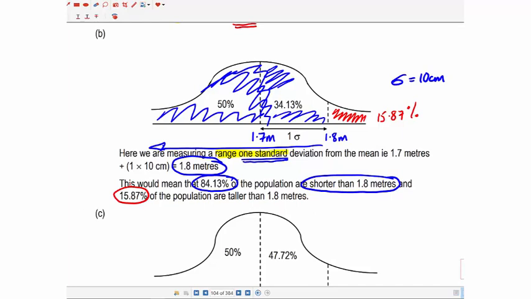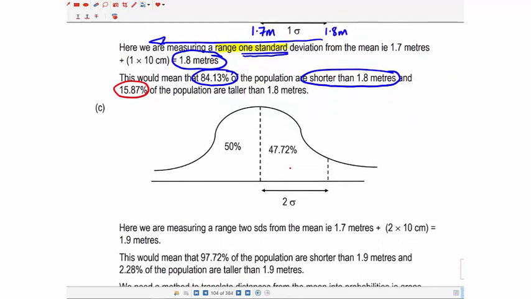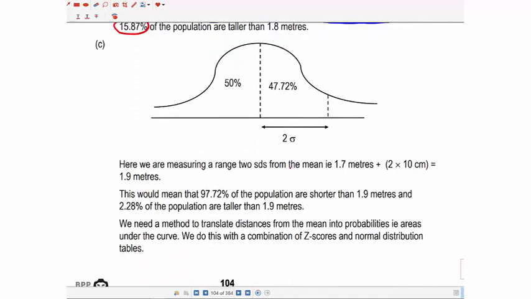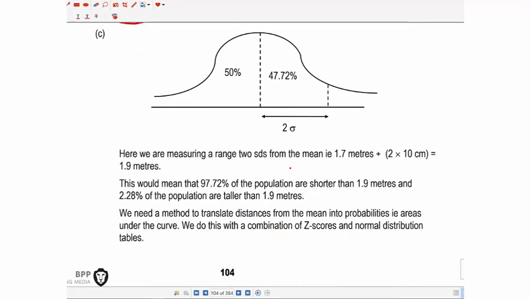Okay, and then we have one final example. Again, just confirming your understanding. So you might want to pause the recording here and see if you can use the normal distribution tables yourself this time to interpret the information. And this time we're measuring 2 standard deviations from the mean.